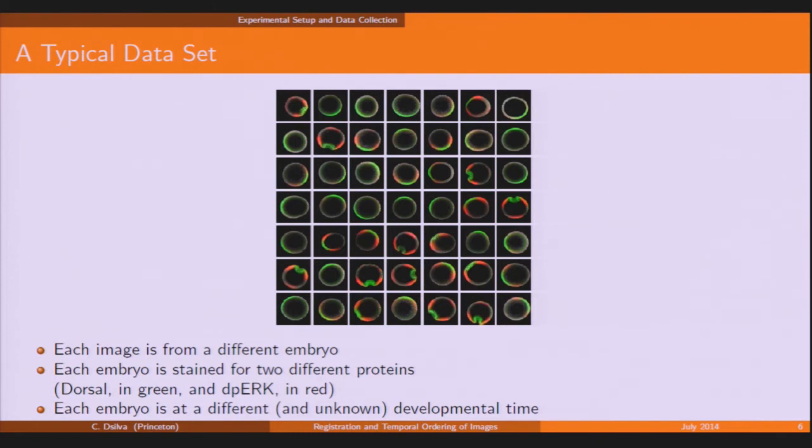This is a typical data set that people would collect. You can see each image is from a different embryo, and it's been stained for 2 different proteins, the red and the green. Each embryo is fixed at a different developmental time and in a different rotational orientation. And we don't know the correct time or the correct rotational orientation for each image.